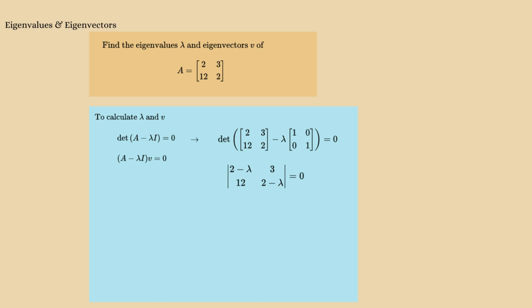Using the definition of the determinant of a 2x2 matrix, we get (2 minus lambda) times (2 minus lambda) minus 3 times 12 equals 0. Next, we apply the distribution rule to simplify this quadratic equation, and we will get lambda squared minus 4 lambda minus 32 equals 0. Finally, we can either use the formula for the quadratic equation or use the factoring method to get our final answer for lambda, which is 8 or negative 4.